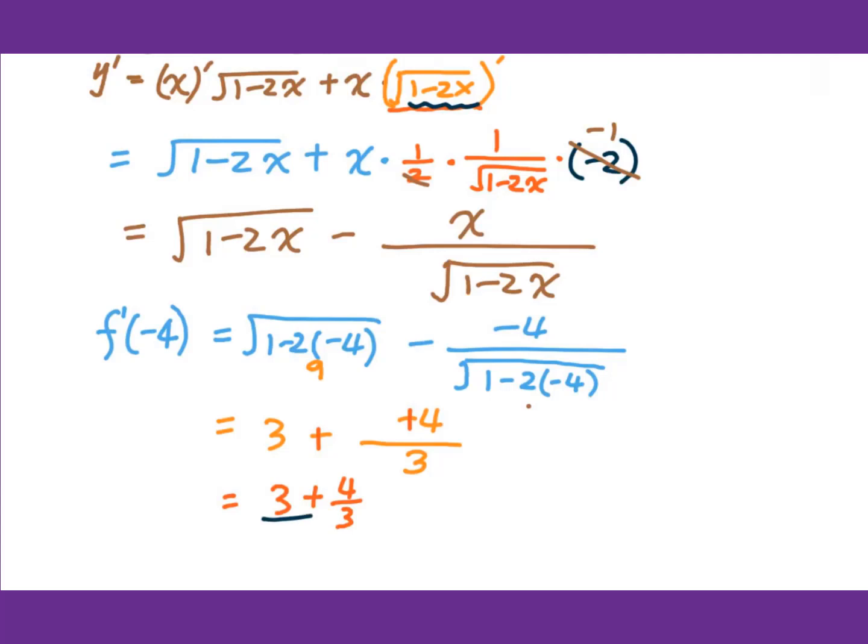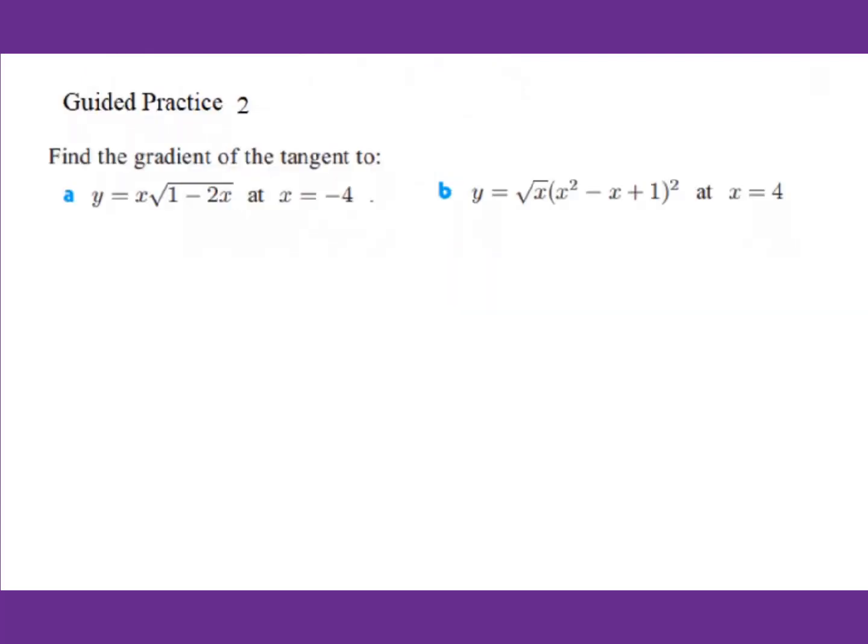Make the same denominator. We multiply by 3 times 3. You will get 9 plus 4 is 13 over 3. This will be the gradient of the tangent line at x equals negative 4. Now let's go to B.